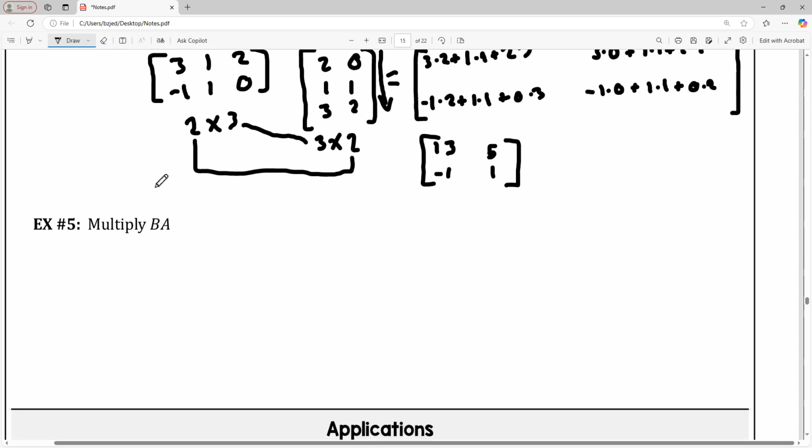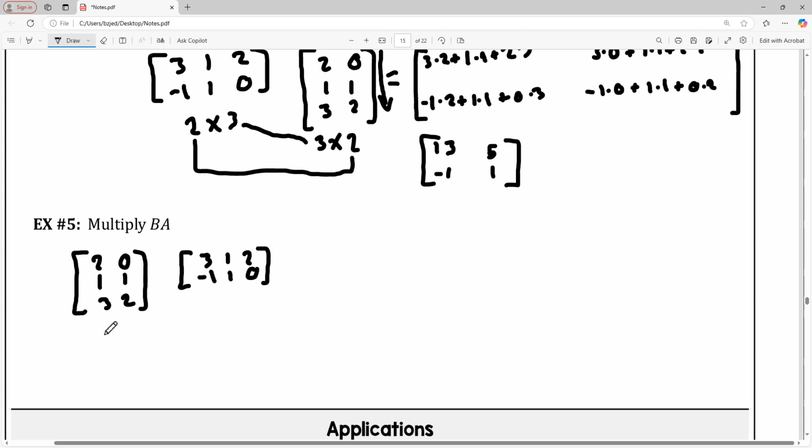We know matrix B is the matrix 2, 0, 1, 1, 3, 2. And I'm multiplying that to my matrix A, which is the matrix 3, 1, 2, negative 1, 1, 0. The first thing I'm going to ask myself is, can I multiply these?